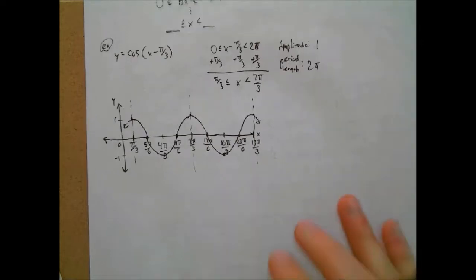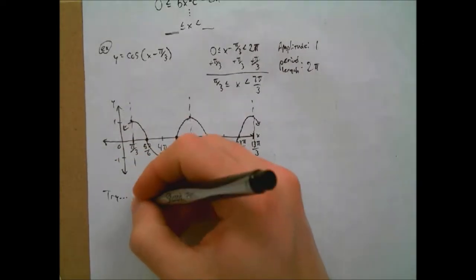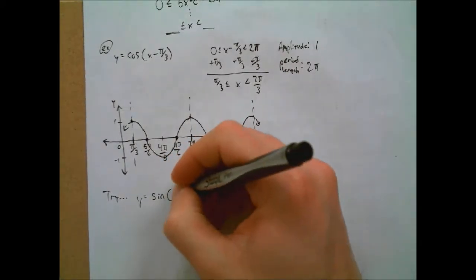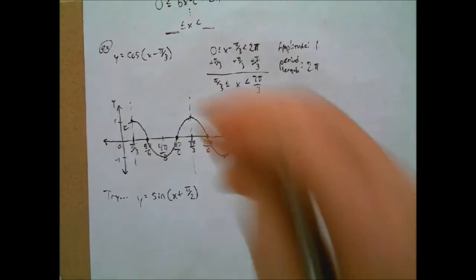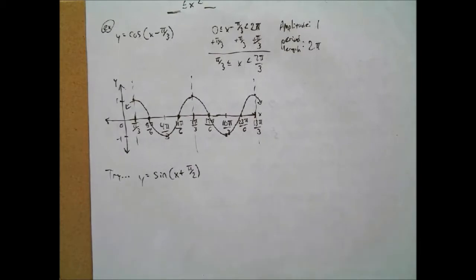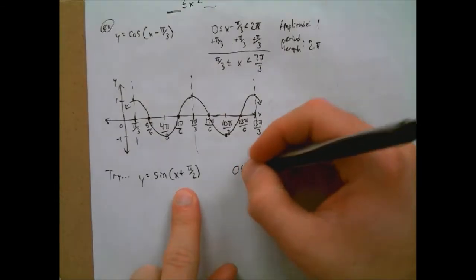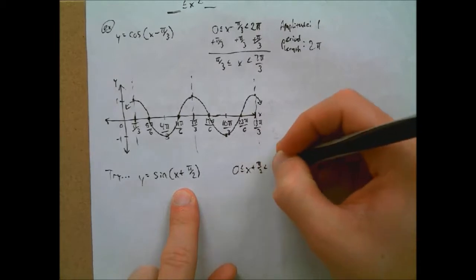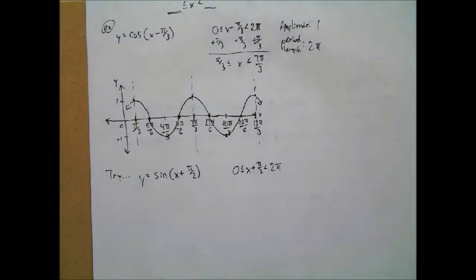All right, how about you guys try one then? Here, you guys try y equals sine of x plus pi over 2. Okay. So how do you do sine of x plus pi over 2? Take what's in the parentheses there and put it between the normal 0 and 2 pi period. Solve for x, and that'll be your new period. And again, let's do two full periods there.